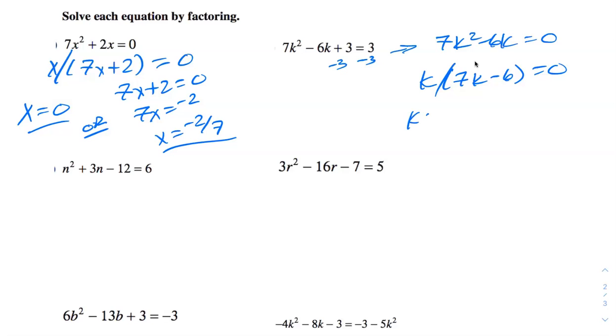Split it. K equals 0. 7k minus 6 equals 0. Add 6. Divide by 7. K equals 6 over 7.